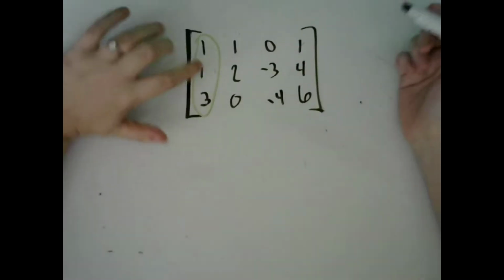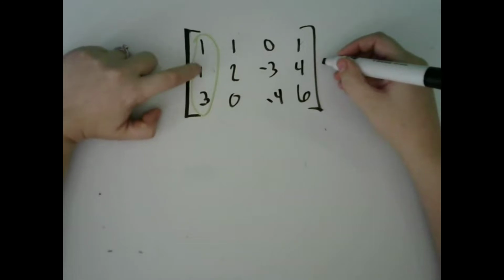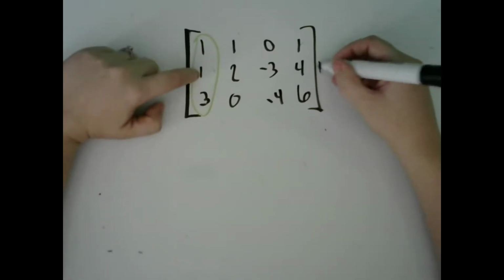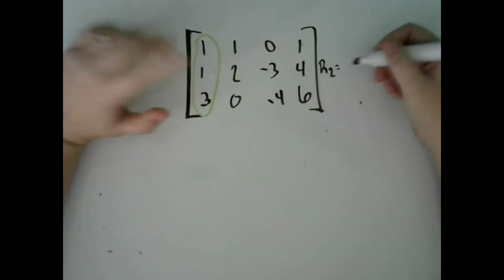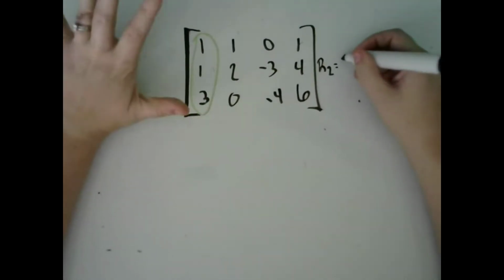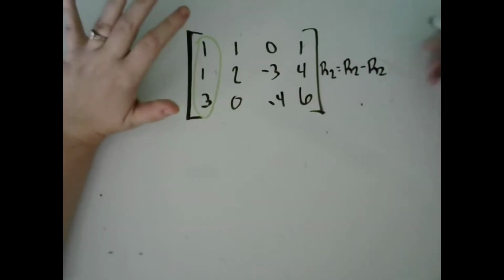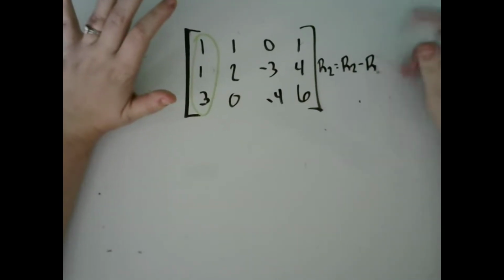To fix column 1, we need to get a 0 here. And we can see that 1 minus 1 would make 0. Since we're in column 1, we really want to use row 1 to help us make 0. And we'll do row 2 minus row 1.